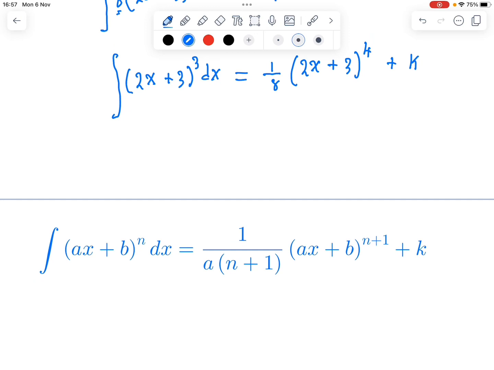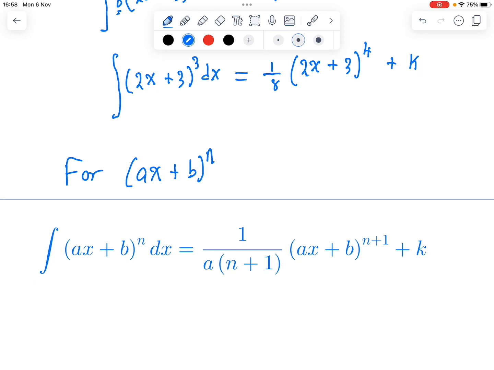So the integral of ax plus b all to the power of n with respect to x, dx, is equal to 1 over a into the new power, which is n plus 1, all of this times ax plus b all to the power of n plus 1 plus k.